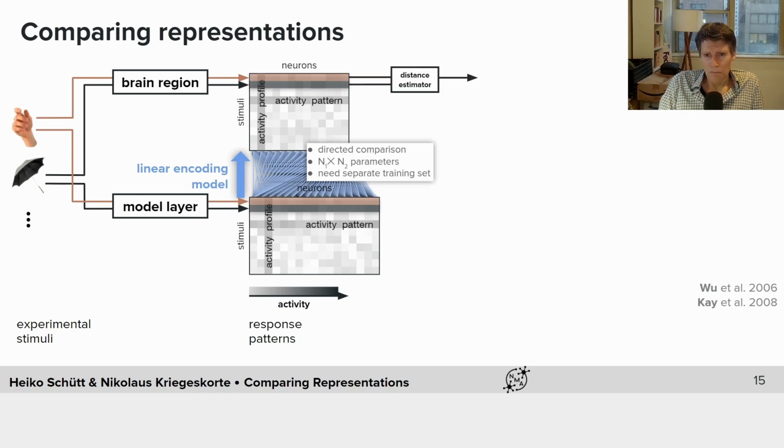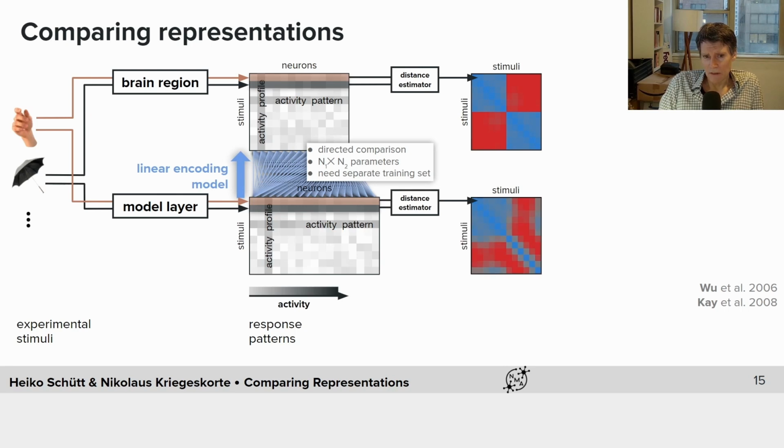Another approach to this problem is to first compute the distances for each pair of response patterns. So we take, for example, the first two response patterns here. We compute the distance between them using either just a distance function or some estimator of the distance that we're going to talk about more later. And this gives us a square matrix, indexed horizontally and vertically by the stimuli, which gives us the distance for each pair of stimuli between the response patterns in the multivariate neural response space.